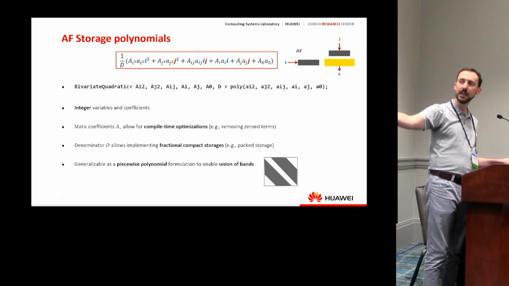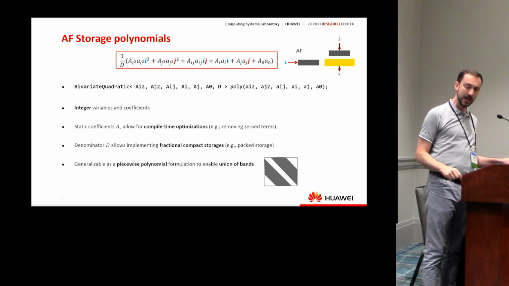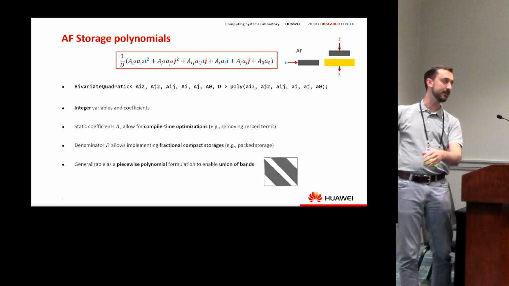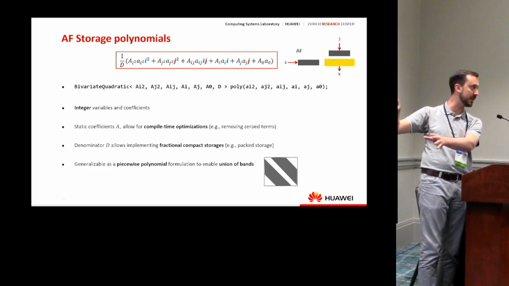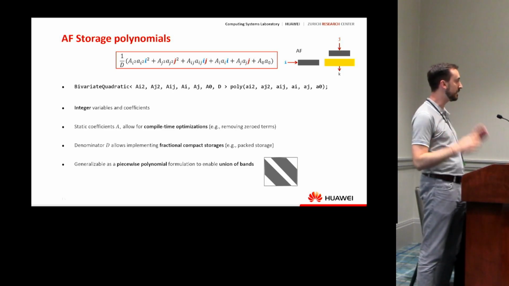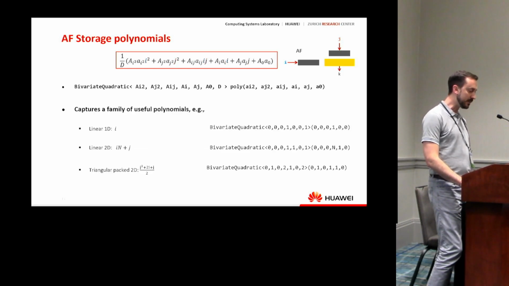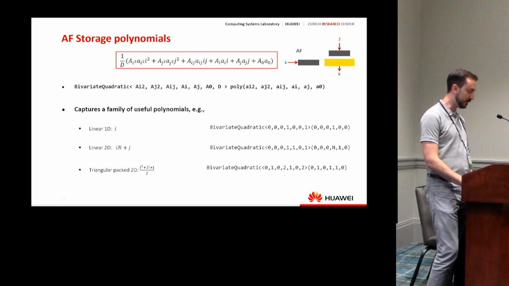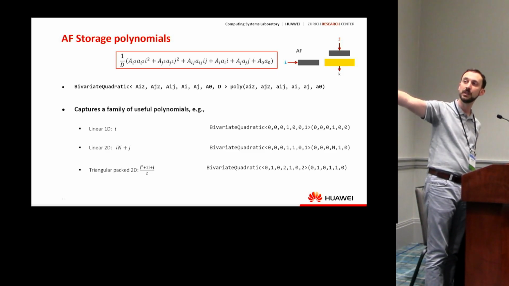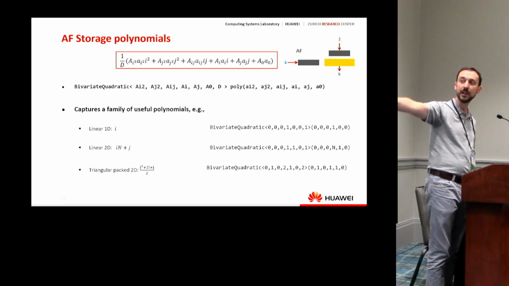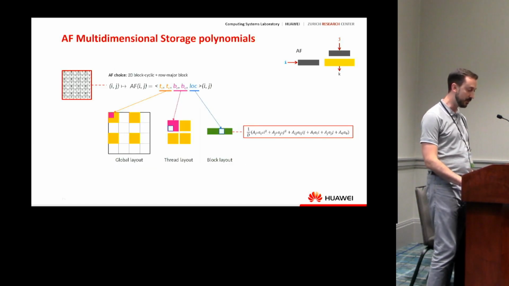And essentially it is a piecewise polynomial formulation, so you can think of it as the union of these pieces. You can also represent structures that are unions of bands. This is the general structure you can represent, a union of bands. You can take this as a high-level picture of what you can do with this storage polynomial. Here I'm just showing how classical polynomials would represent classical layouts, like the linear 1D row major, or the linear 2D for a matrix, or the triangular packed. They would all be a combination of static or dynamic coefficients.